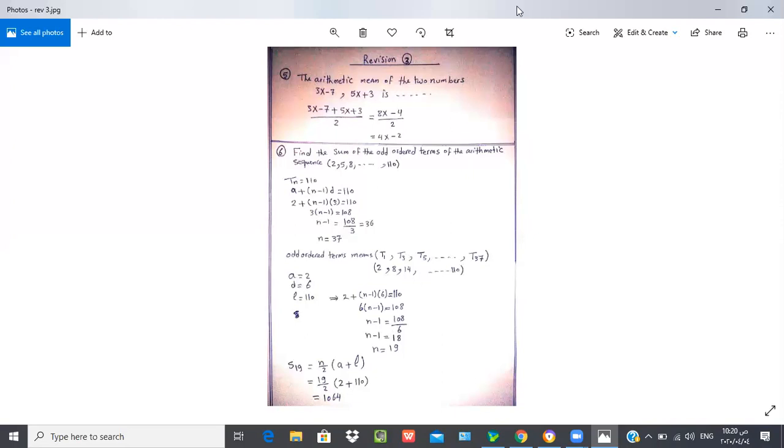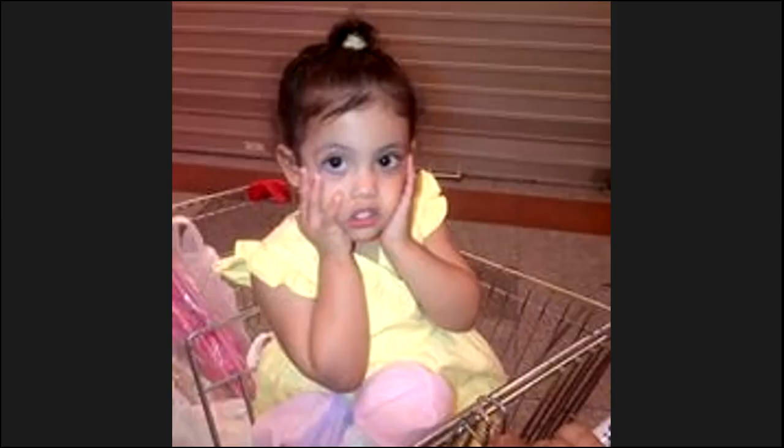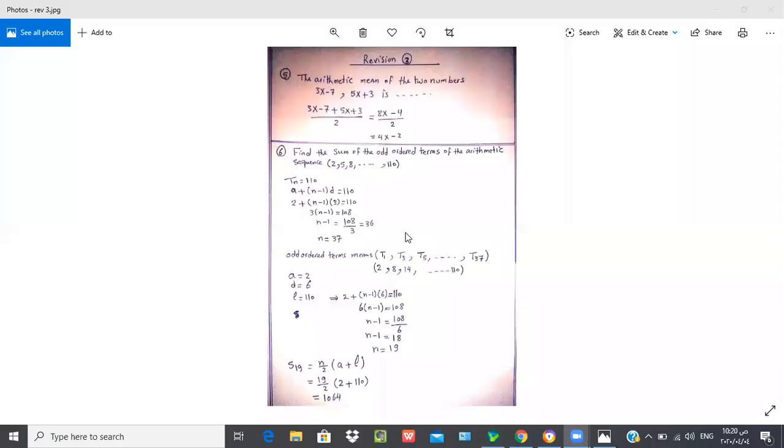But the question is, how did we get the d as 6? Okay, I will repeat it again. Look here, Ahmed. Here you find another sequence. T1 is 2. Leave T2 and take T3, it will be 8. Leave another one, T4, and take T5, it will be 14. So the difference, 8 minus 2 will be 6, and 14 minus 8 will be 6.